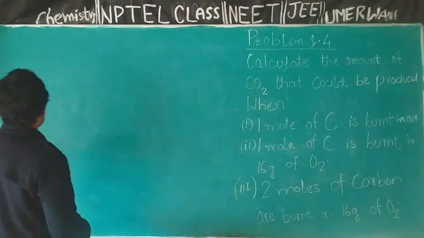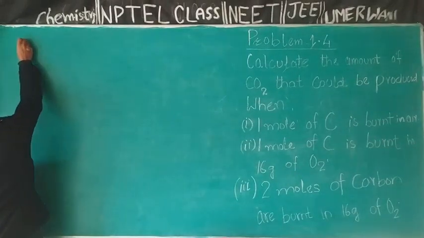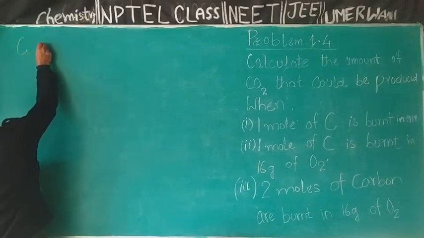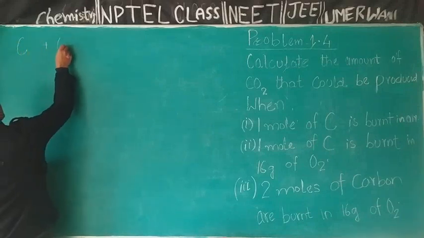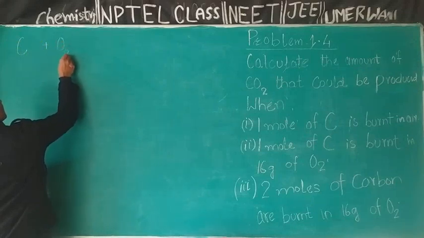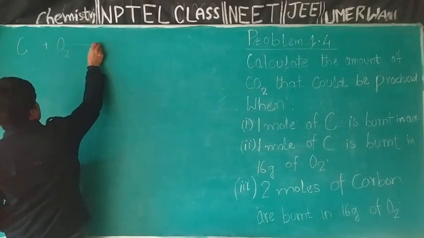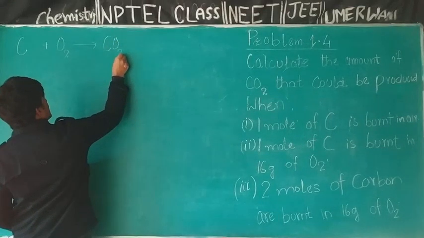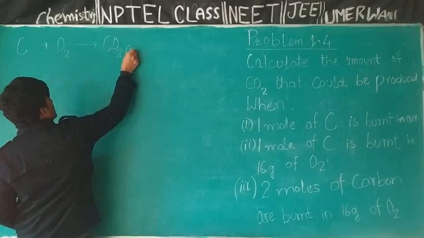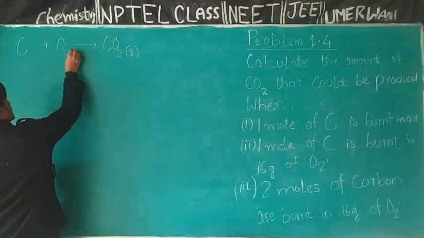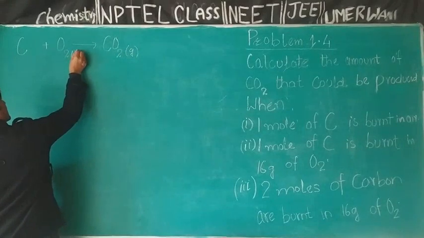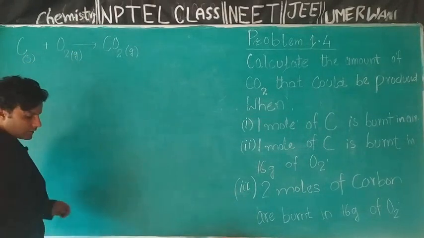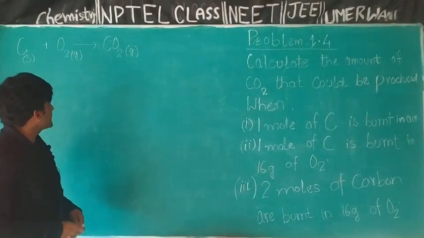and if I may write this chemical reaction, it is carbon plus oxygen gives carbon dioxide. Carbon dioxide is a gas, oxygen is also a gas, and carbon is a solid. This is the physical state of the reactants and products.